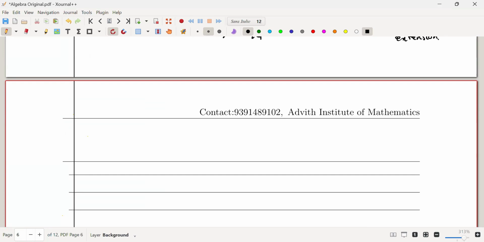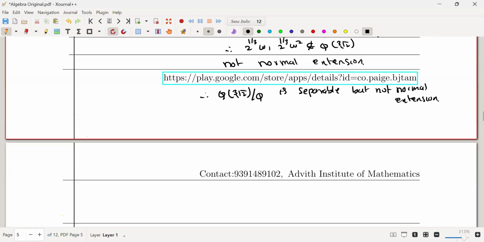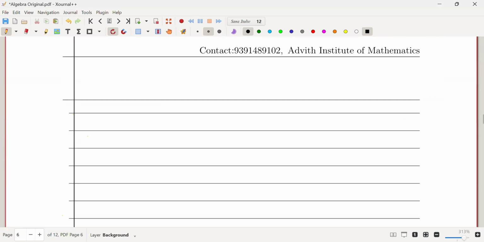Every polynomial can be split into linear factors. And if all the roots of the polynomial belong to that extension field, then it is called a splitting field. So therefore, every splitting field is a normal extension. Number 6. Every splitting field is a normal extension.